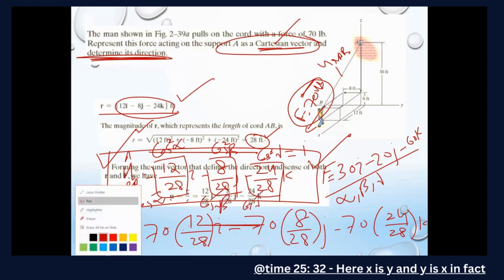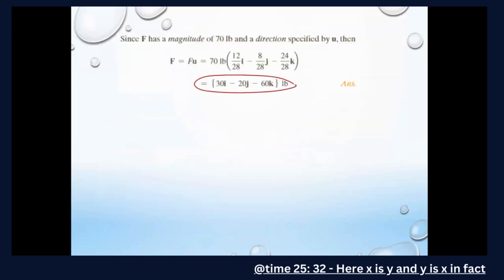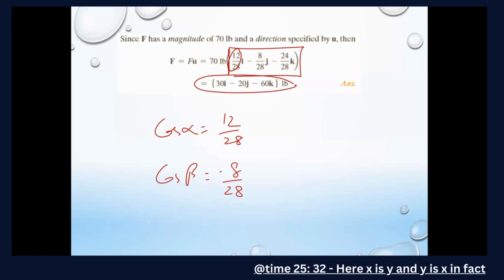So I can build the vector, the one you have created, and use this as cos alpha, 12 over 28, cos beta, minus 8 over 28, because you have the unit vector. This is just the unit vector. Cos gamma is equal to minus 24 over 28. When you take the inverse cosine on the other side, you know what alpha is. Try figuring out the values, and keep the minus sign there.